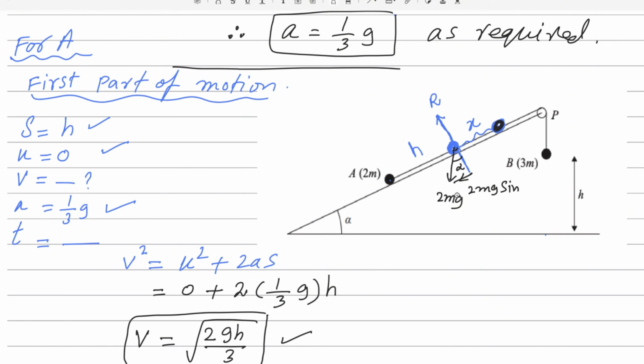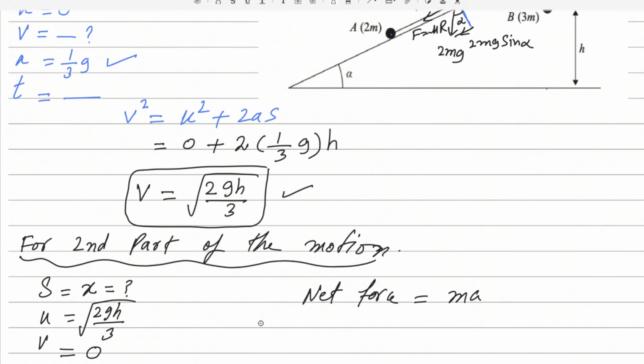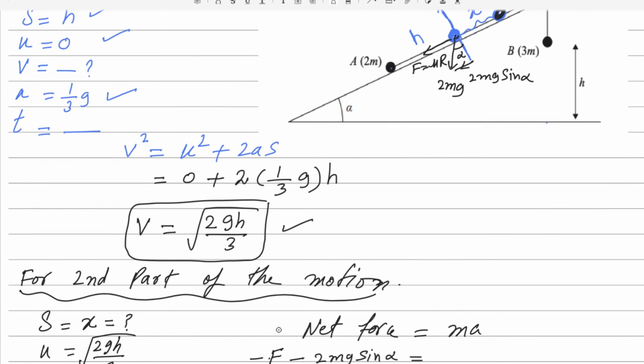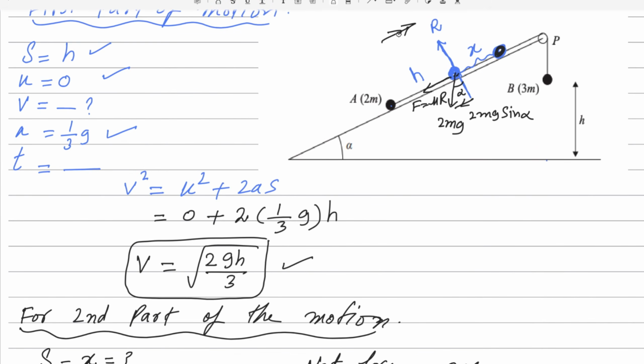There are two forces acting opposite to the motion. One is 2mg sine alpha, and the other is here, that is F equals mu R. So these are two forces acting opposite to the motion, and both forces will be negative. One is minus F, and the other one is minus 2mg sine alpha. The particle was moving this way, right? It is moving that way, but these two components are reducing the speed, and when it reaches here, that speed becomes 0, and we will find the deceleration for this part of the motion.